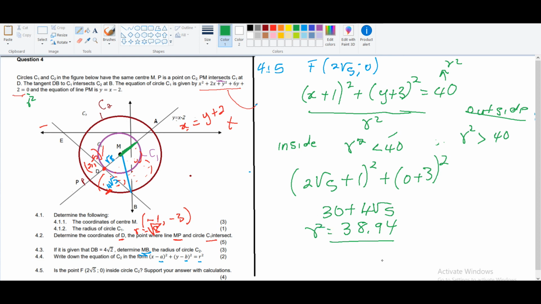So since 38.94 is less than 40, guess what is the implication of this? That means this thing is less than 40, so it is inside. Therefore F is inside.